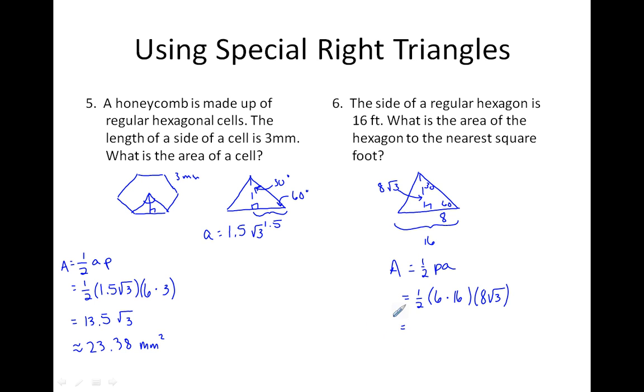We do the multiplication, and this wants it to the nearest square foot, so we're not going to look for an exact answer. We just want to put it into the calculator and find our approximate answer. Now when we get the approximate answer, we find that it is 665.11 if I take it out 2 decimal places. Well, to the nearest square foot, that is 665 square feet.